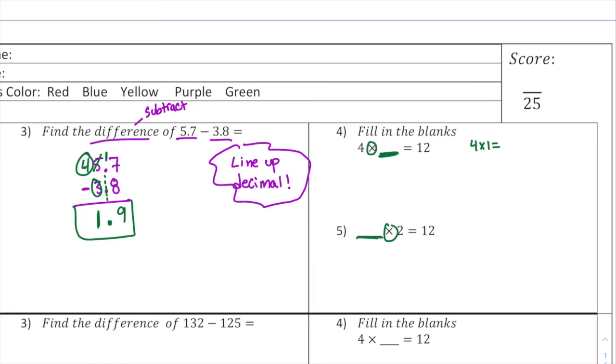So we start easy. 4 times 1 is 4. So it's not 1. We try the next number. 4 times 2 is 8. Still not quite there, so we try another number. 4 times 3, and that gives you 12. So we want to use the 3. 4 times 3 equals 12.